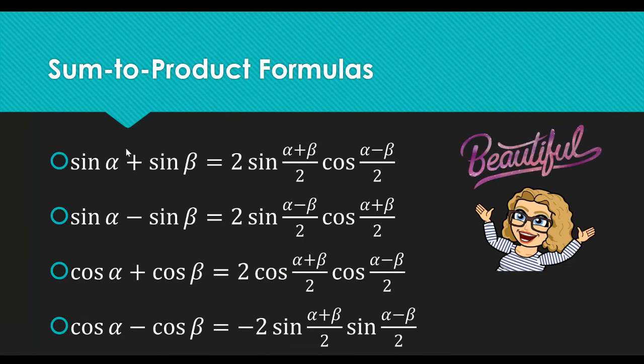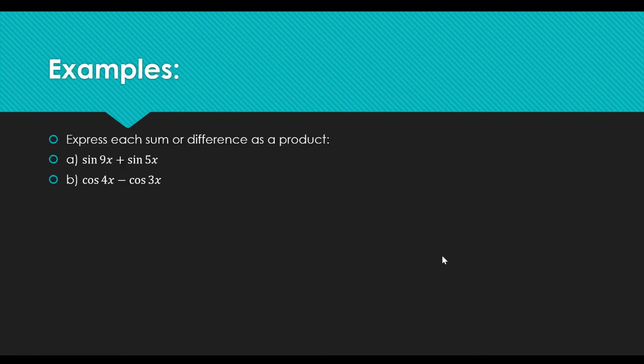We can also do the opposite. We can do sum to product. So if we're adding or subtracting, we can change them into multiplication. This time there's a 2 out front, and you're going to do like adding or subtracting over 2 in your sines and cosines over here. So let's try a couple of these. We want to express the sum or difference as a product.